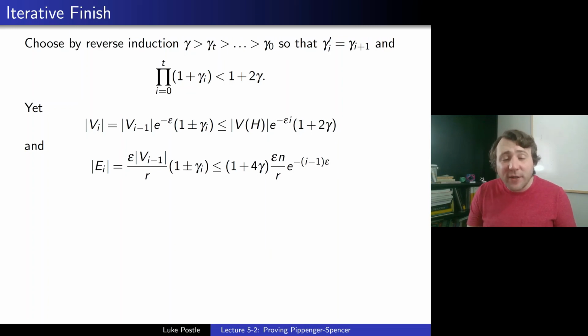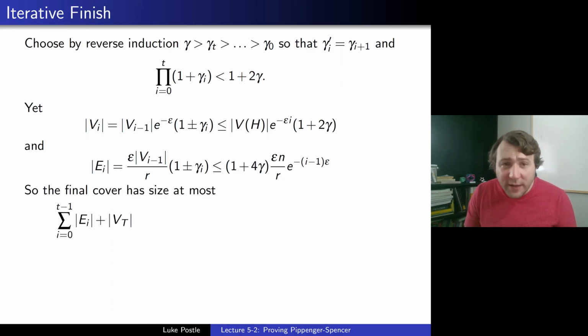What about the number of edges? It's roughly epsilon times the number of vertices in V_{i-1} divided by r, again with some error, this 1 plus or minus gamma_i. And that you can upper bound by 1 plus 4 gamma times epsilon n over r times e to the minus (i-1) epsilon, if you just use the equation above and the fact that 1 plus or minus gamma_i is at most 1 plus 2 gamma from the equation. So you can do all that. You can say, oh, the number of vertices is this. The number of edges, so it's decreasing each time. The number of edges, we get an epsilon proportion, but again, also decreasing.